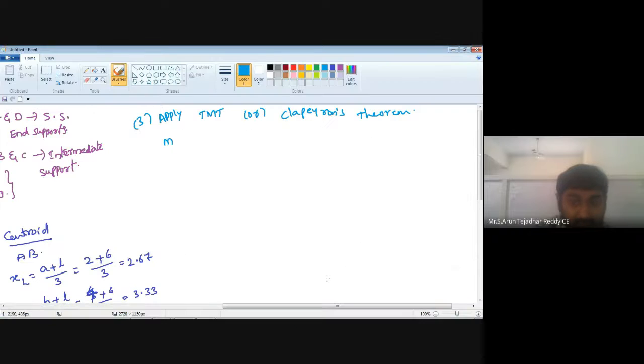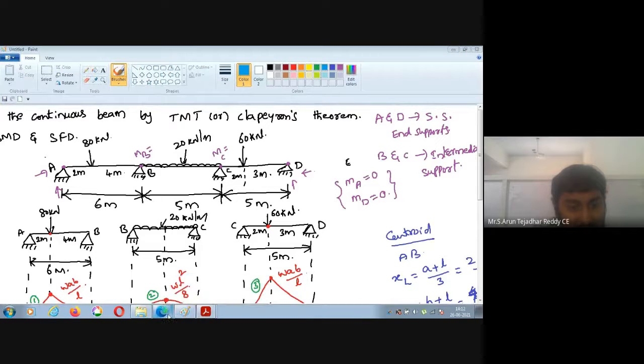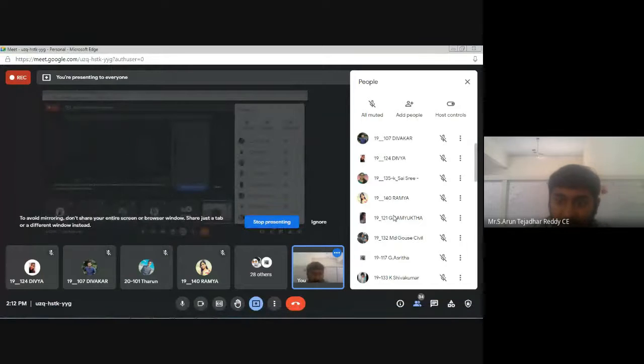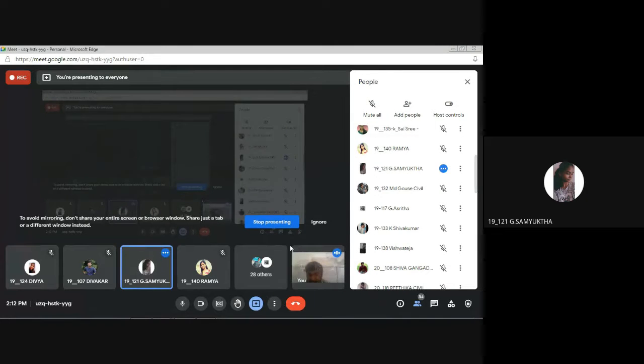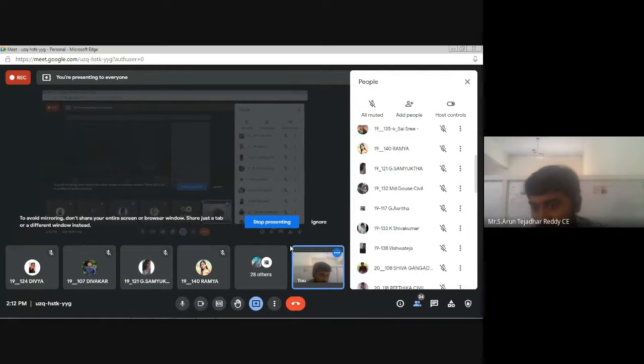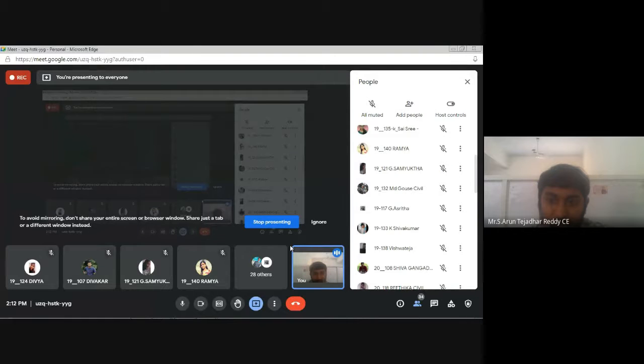But in this given diagram, totally how many supports do we have? Four supports, A, B, C, D. Now, how to calculate? See, can I take 4 points at a time? Anyone can respond, please? 121 Samyukta. Yes, sir. Samyukta, we have 4 points. So can I take 4 points at a time? Yes or no? No, sir. Okay, nice.